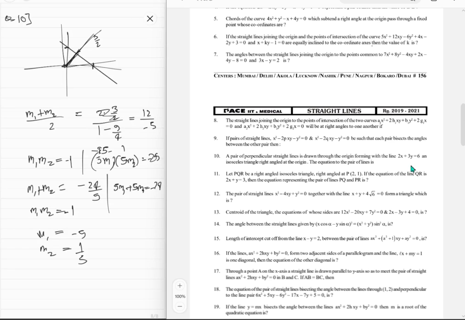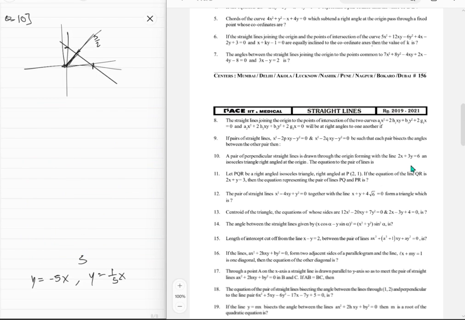So the equation is a pair of straight lines. The first line is just y equal to negative 5x, and the other one is y equal to 1/5 x. And now we know how to do this. So y plus 5x times 5y minus x equal to 0. Cool. 5y squared minus 5x squared, and then minus xy plus 25xy, so plus 24xy equal to 0. There we go. You got the equation.